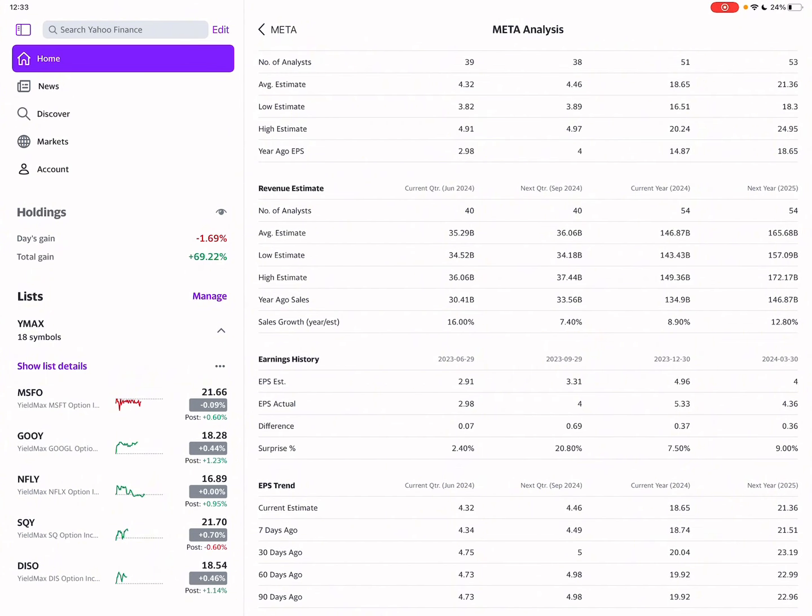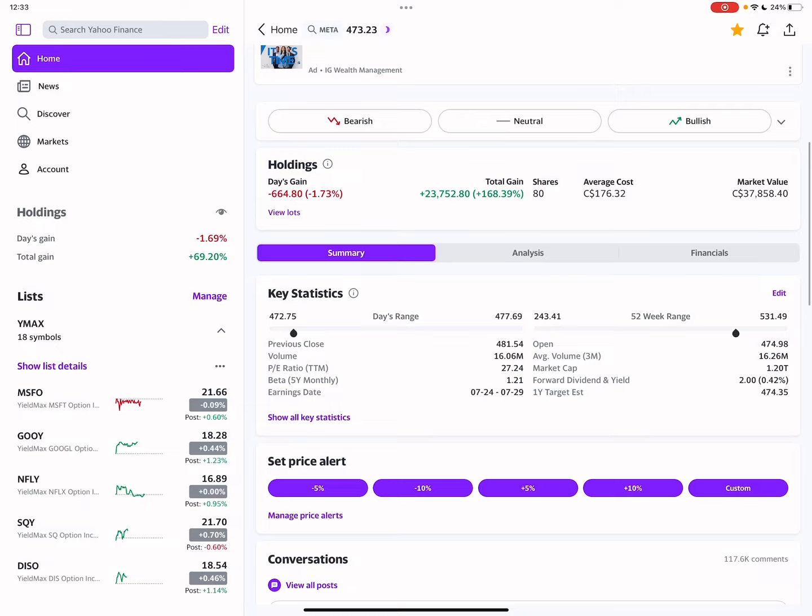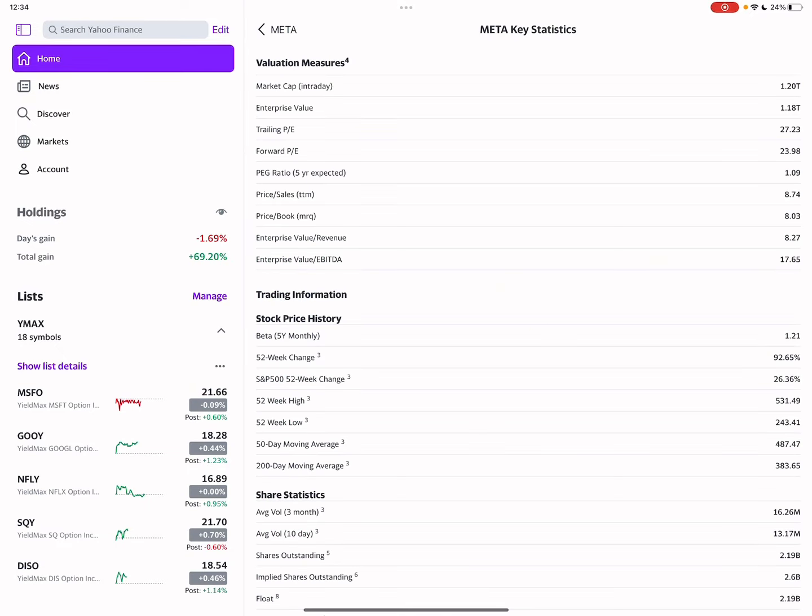Because as we all know, Apple's latest earnings, the revenues actually declined, and we're seeing tons of companies nowadays with declining revenues. Next year, it looks like it's going to get a little bit better at 12.8%. Let's take a look at their forward PE here. Forward PE is 23.98, so a little bit above the S&P average.